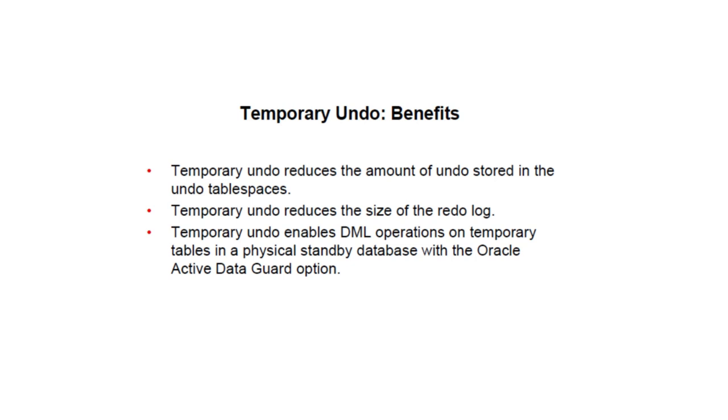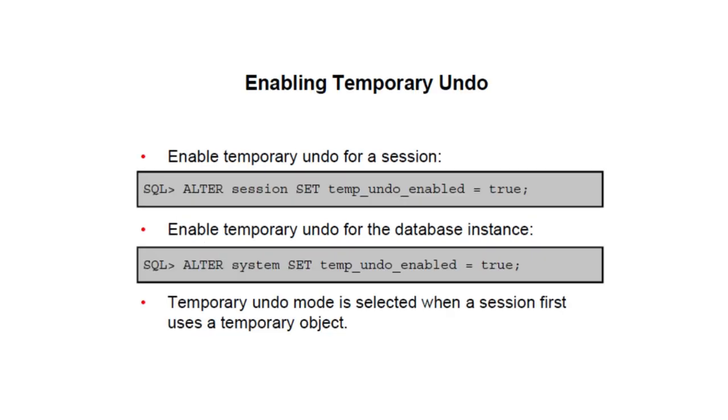Temporary undo enables data manipulation language (DML) operations on temporary tables in a physical standby database with the Oracle Active Data Guard option. However, data definition language (DDL) operations that create temporary tables must be issued on the primary database. You can enable temporary undo for a specific session or for the entire database.